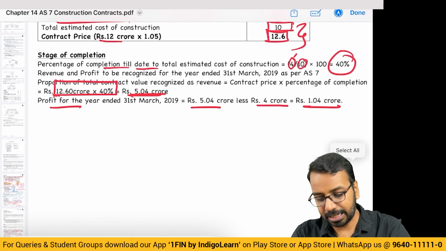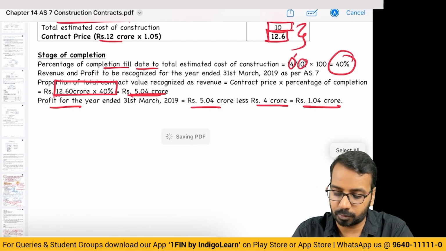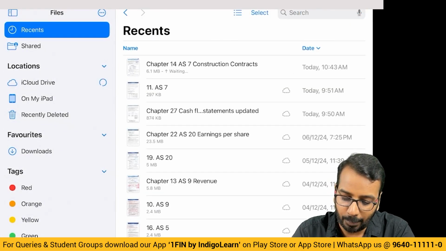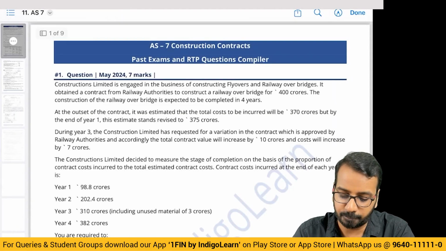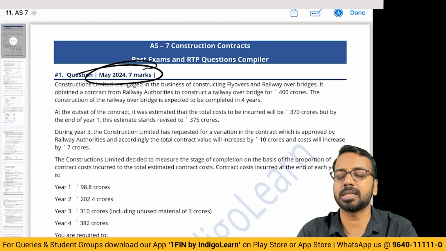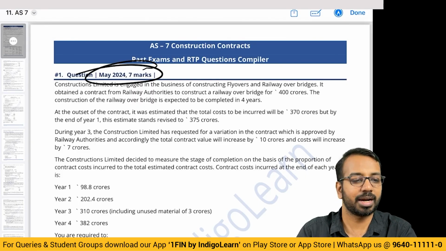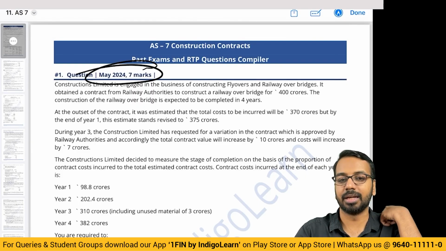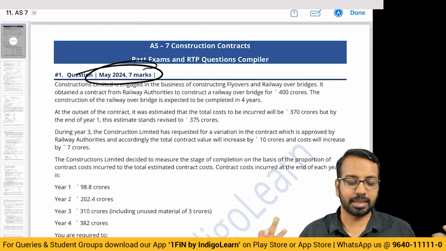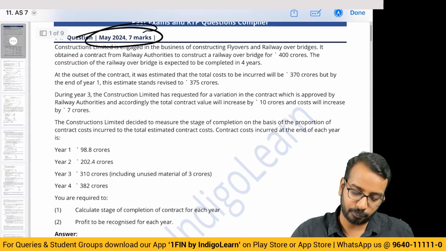Simple question. Now we'll take one slightly, not a complicated question I would say, but if you are able to follow this question, from May 24 examination, 7 marks. Construction contract is set. Okay, you will not have any trouble in solving that question in the examination.